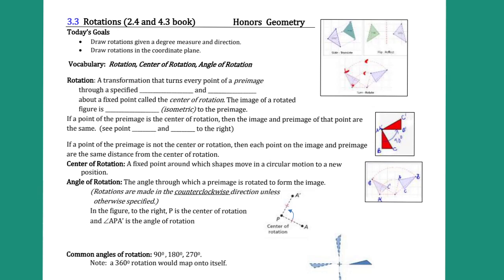Okay, so today we're going to be talking about rotations. We've talked about isometric transformations, which means our pre-image and our image are going to be congruent. Day one, we talked about reflections across a line of reflection. We talked about translations, where you scooch the graph, on day two.